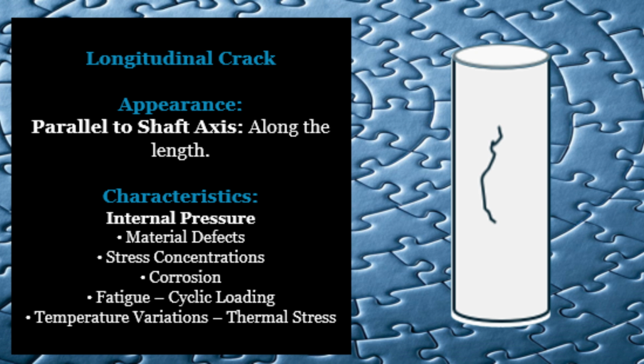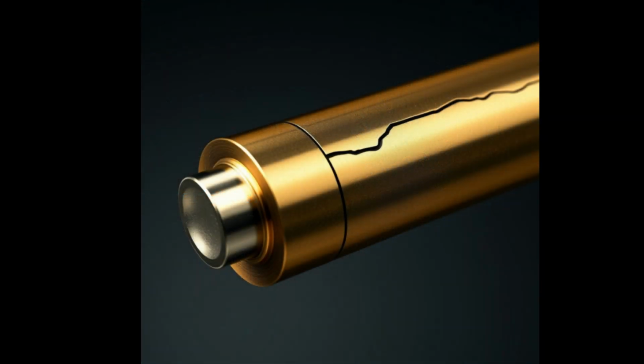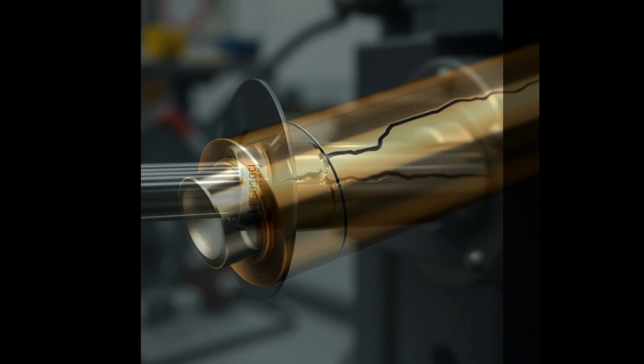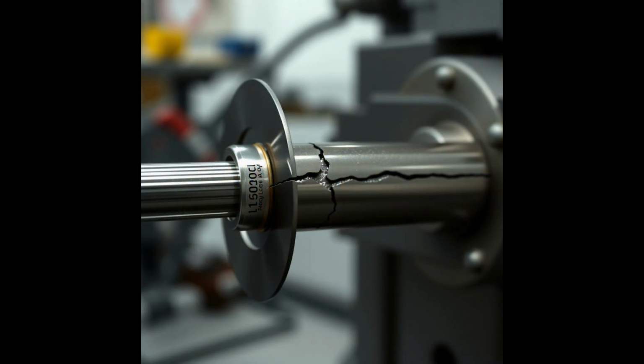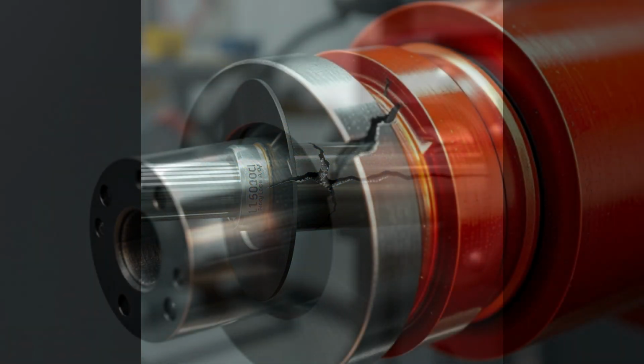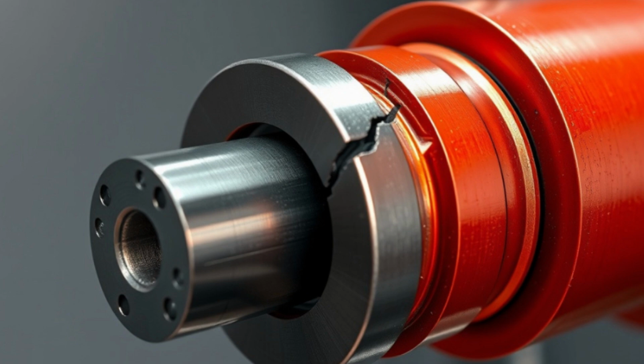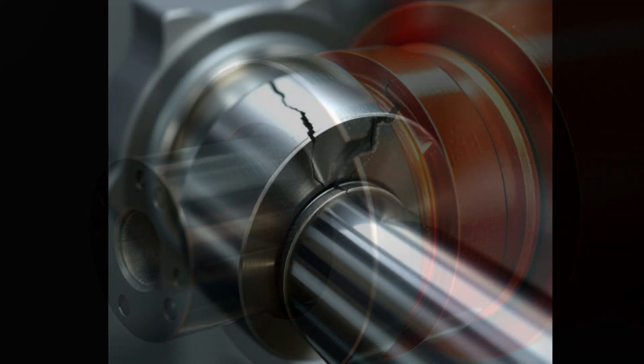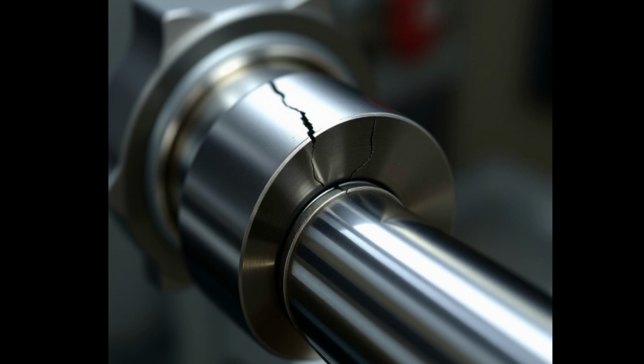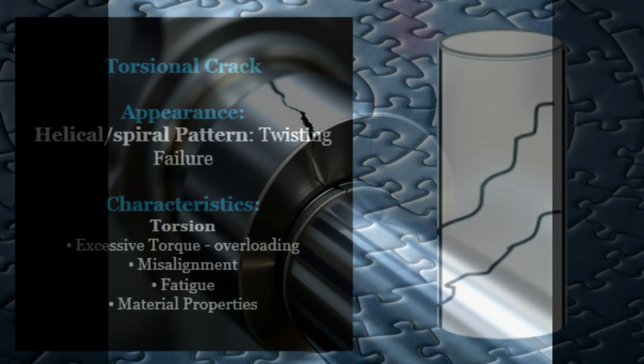Longitudinal cracks are another type. These cracks run parallel to the shaft's axis, stretching along its length. They're commonly caused by torsional stresses or residual stresses from manufacturing processes. Longitudinal cracks occur from internal pressure, material defects, stress concentrations, corrosion, fatigue, cyclic loading, and temperature variations, thermal stress.